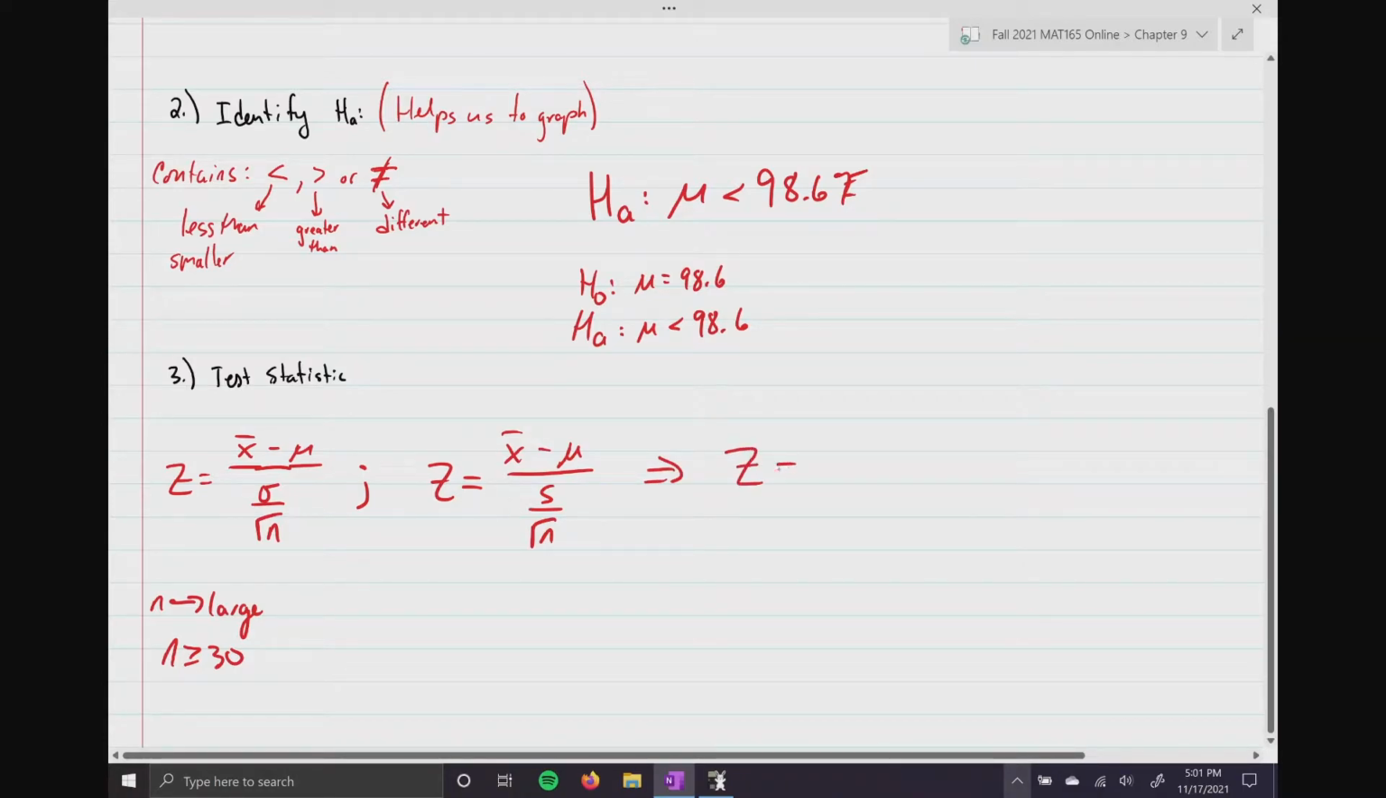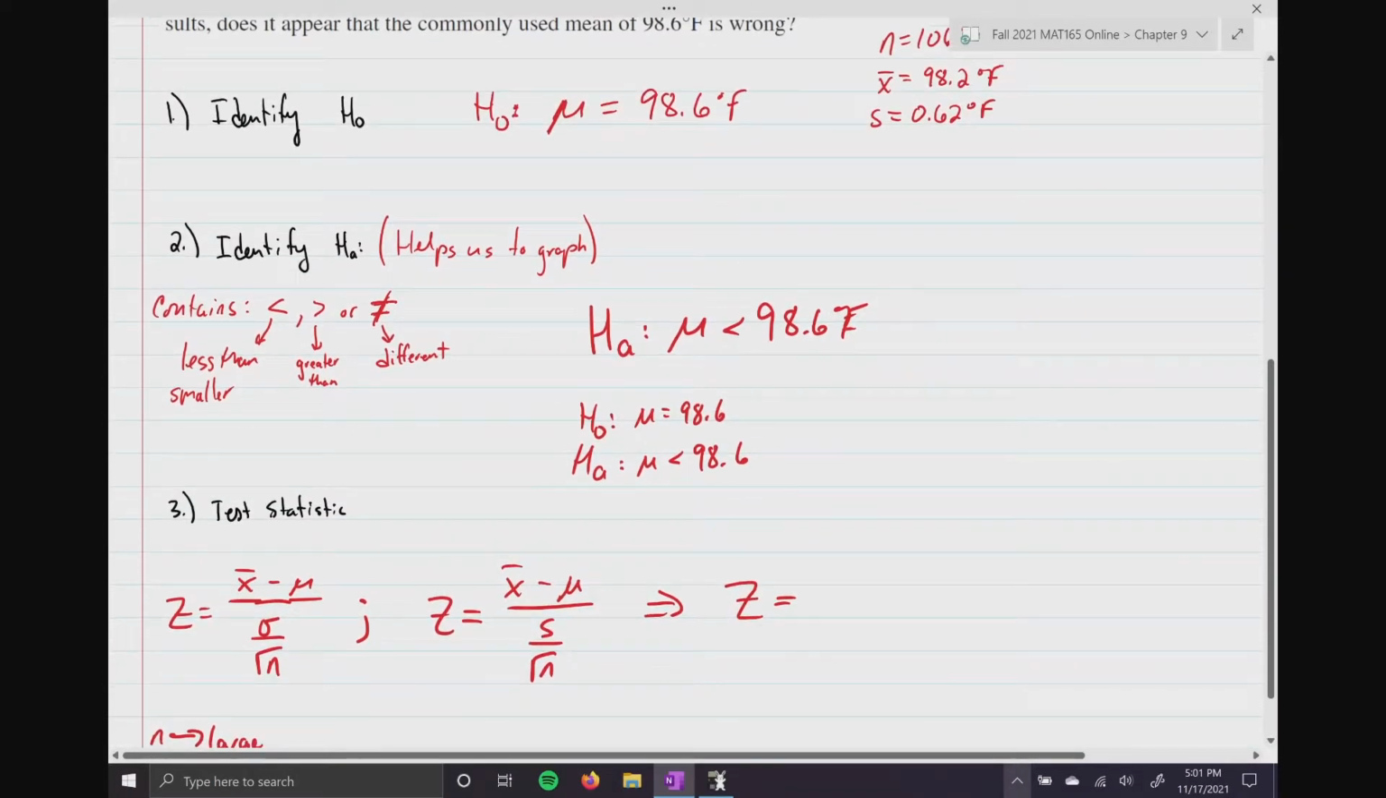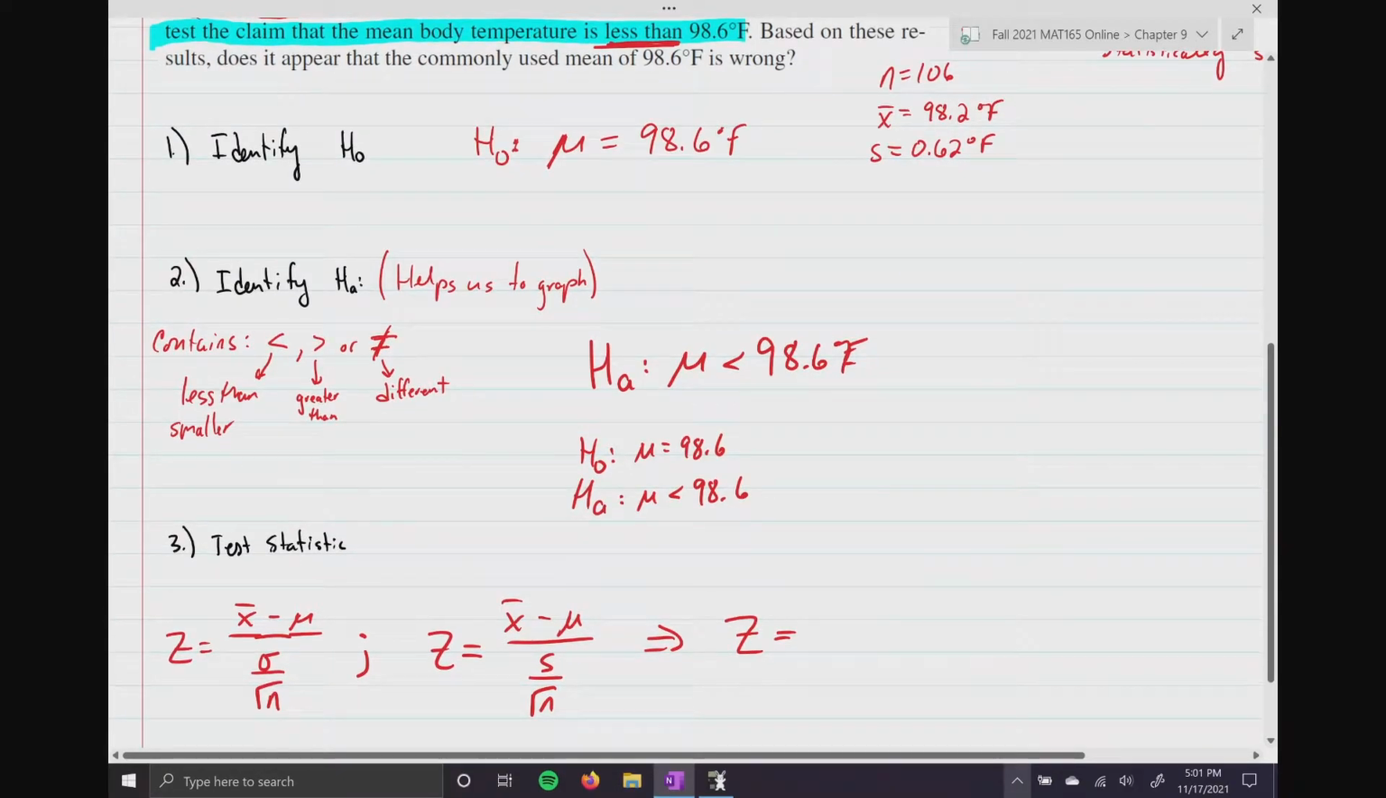Z equals, now, in the upper right-hand side of your screen, there is our information from the data that we've collected. So Z is going to equal 98.2 minus 98.6, all divided by 0.62 over the square root of 106.